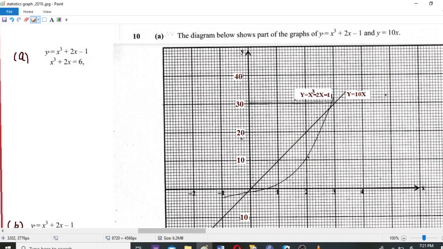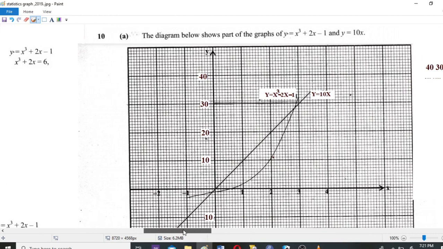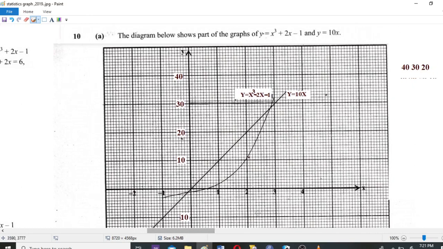Alright, welcome back. So we can finish up answering this question. This is another question under graphs of polynomial. We've answered 2 questions so far, and this is the third one. This question was easy because the graph has already been drawn for you.